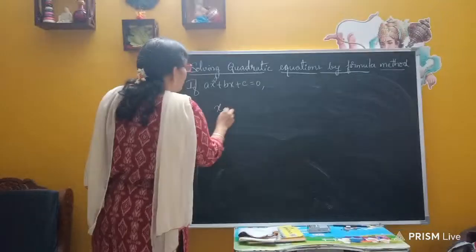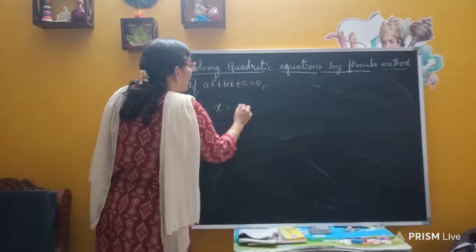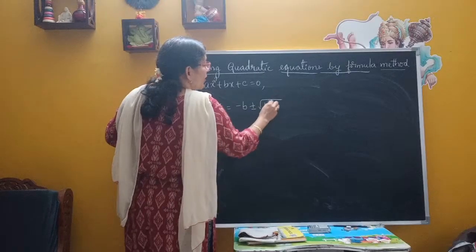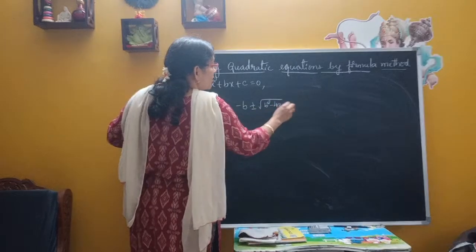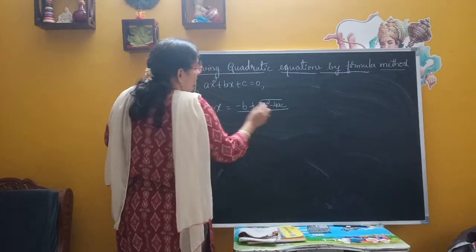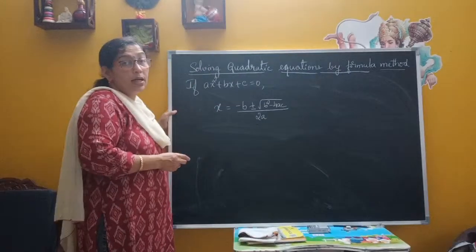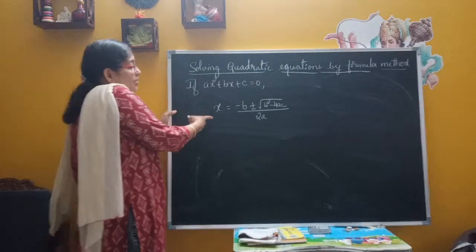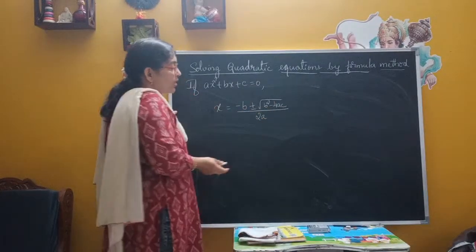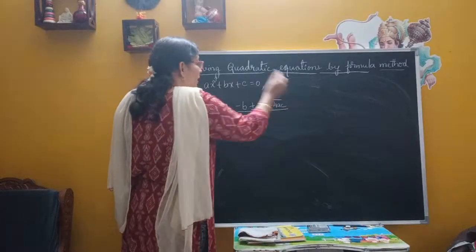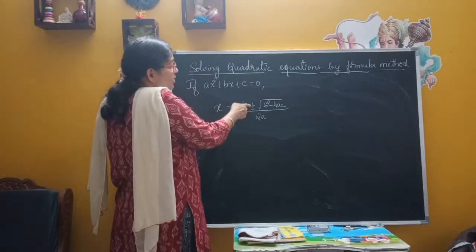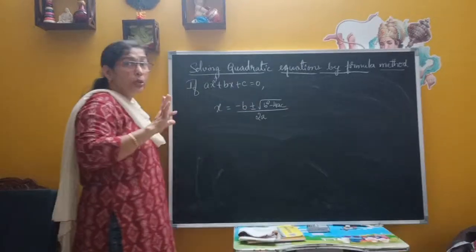So x is given by the formula x is equal to minus b plus or minus square root of b square minus 4ac, whole divided by 2a. This formula is known as the quadratic formula. By this you will come to know, here we have plus or minus, so yes, we will have two roots.